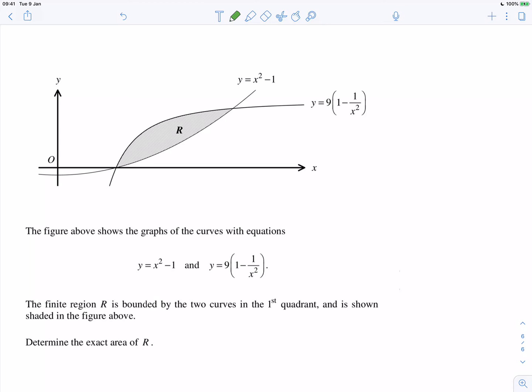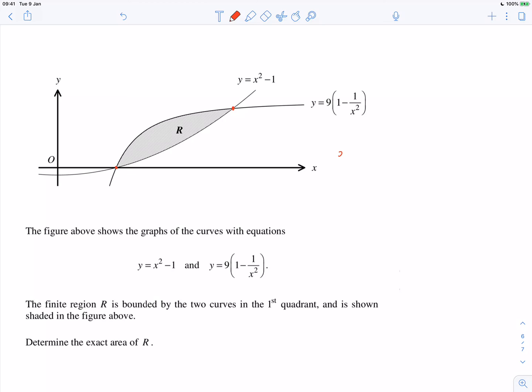Otherwise I'm going to do it now. So the figure above shows the graph curves with equations so and so. The finite region R is bounded by the 2 curves in the first quadrant, and it is shown shaded in the above figure. Determine the exact value of R. Well, we need to find the points of intersection there and there.